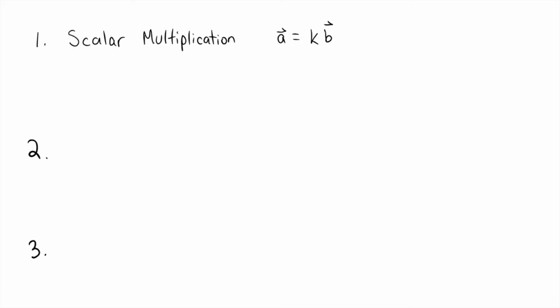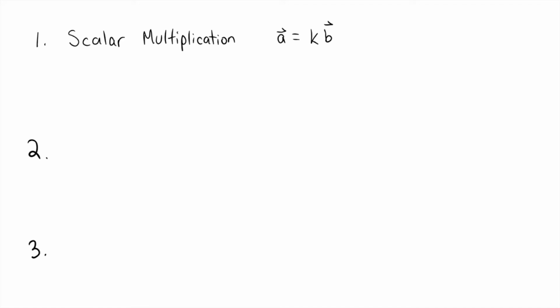Now, believe it or not, there are actually three different types of multiplication that apply to vectors. So we're used to multiplication being only a single operation, but when we deal with vectors, there's actually three different ways of multiplying vectors together. The first type of multiplication is one you've already seen. It's scalar multiplication. You just create a new vector by multiplying an existing vector by a scalar quantity.